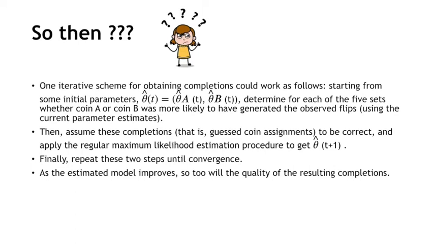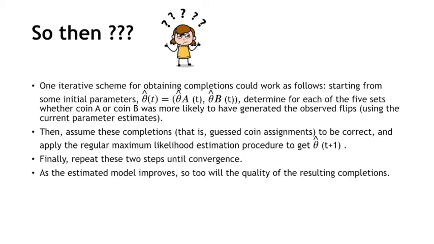One very important scheme that can be applied here is to start from the initial parameters, theta A hat and theta B hat. Whenever we have a hat on any value, we know those are estimated parameters. Starting from some initial parameters, we would try to determine for each of the 5 sets whether coin A or coin B was more likely to have generated the observed flips. Then, assuming that our guess is correct, we would apply maximum likelihood estimation to get the next parameters, and we would keep repeating these steps until we have converged.